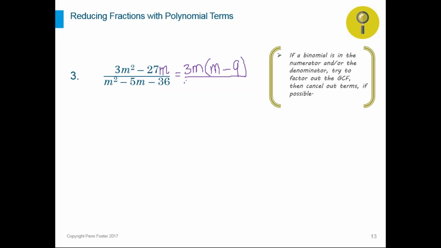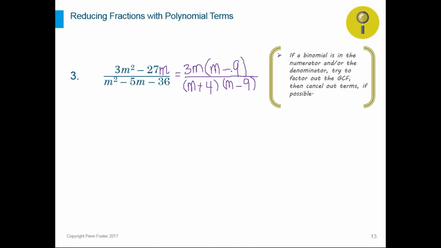Try to factor the trinomial. Okay, factors of 36. When you multiply them, you get negative 36. When you add them, you have negative 5. If you think about it, it's going to be m plus and m minus. The bigger one would be a minus, so when you add, you have a negative value. So 9 would be the negative, and then the 4 would be the positive. 4 times negative 9 is negative 36. Add, it will give you negative 5.